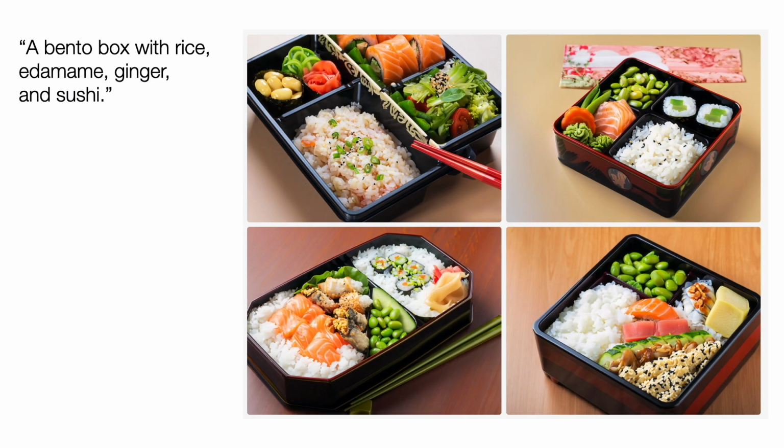Let's say I'm trying to use a diffusion model to generate a particular image I have in mind. In this case, I'm trying to make a bento box with rice, edamame, ginger, and sushi. I give a text prompt to the model, and it generates a few images for me. But it doesn't look anything like what I had in mind.